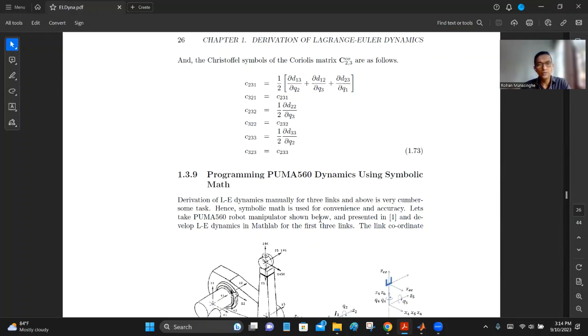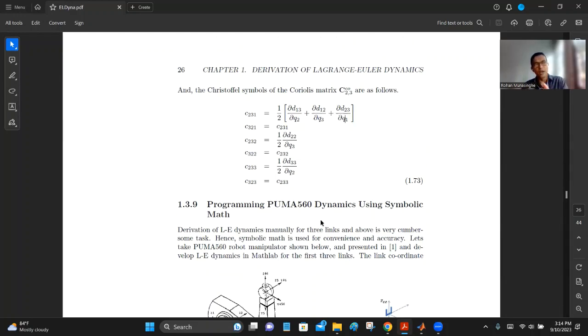Okay, now with the Christoffel symbols, we have the Coriolis and centripetal forces all accounted for, and then the gravity term. Of course, for any manipulator, you can calculate the gravity for each and every link, if you know the angles and all. So once you put all these things together, you have the dynamic model.